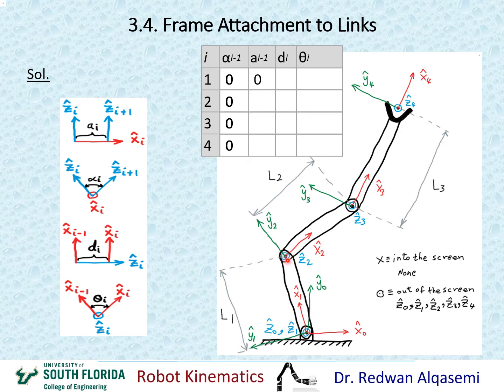Z2 is right here, coming out of the screen. I'm looking at the distance between them along x1. This is x1. Obviously, there's a distance between Z1 and Z2 along this x1 line, and that distance we can see right here. That's L1. Okay? So that means A1 would be L1.